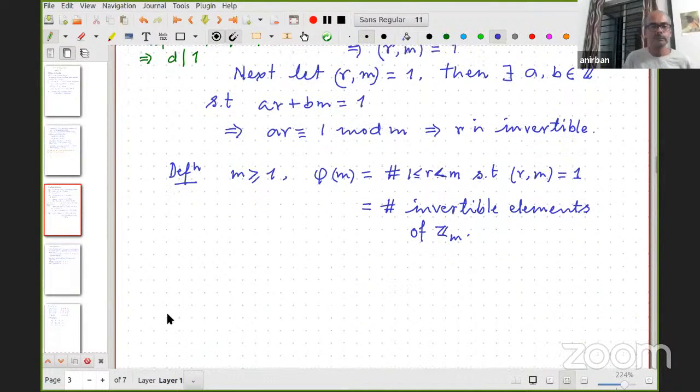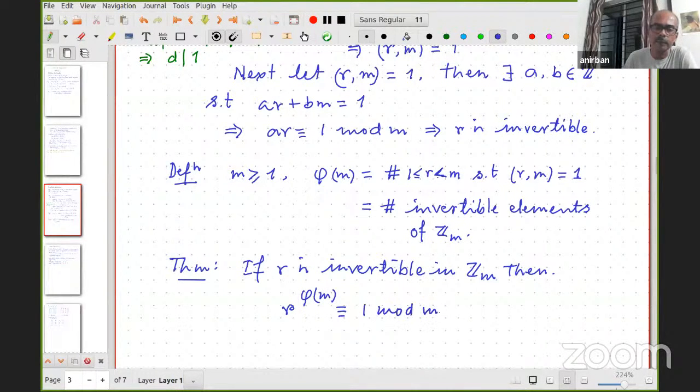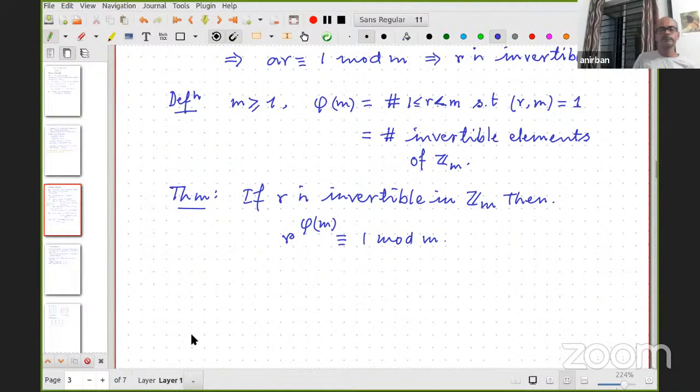The next theorem: if R is invertible in Zm, then R to the phi of m, R raised to the power of phi of m, is congruent to 1 mod m. So how do I prove that?